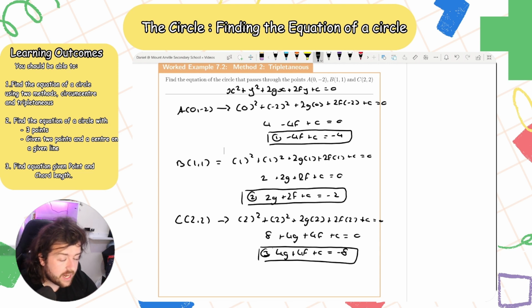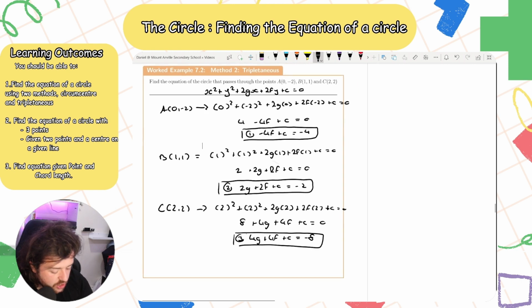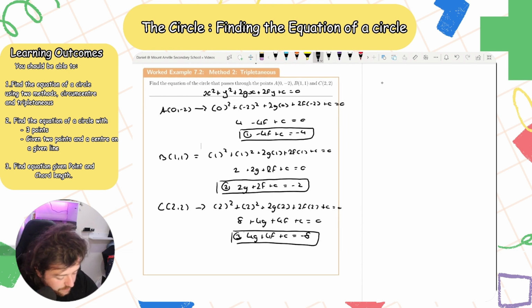So in order to do simultaneous equations, what you need to do is you have three equations. You have to cancel out one variable in equations 1 and 2, and you do that to equations 2 and 3. But what I notice here is in equation 1, g is already gone. So let's remove g from equations 2 and 3. So I'm using equations 2 and 3 here. I have 4g plus 4f plus c is equal to minus 8. And I have 2g plus 2f plus c is equal to minus 2.